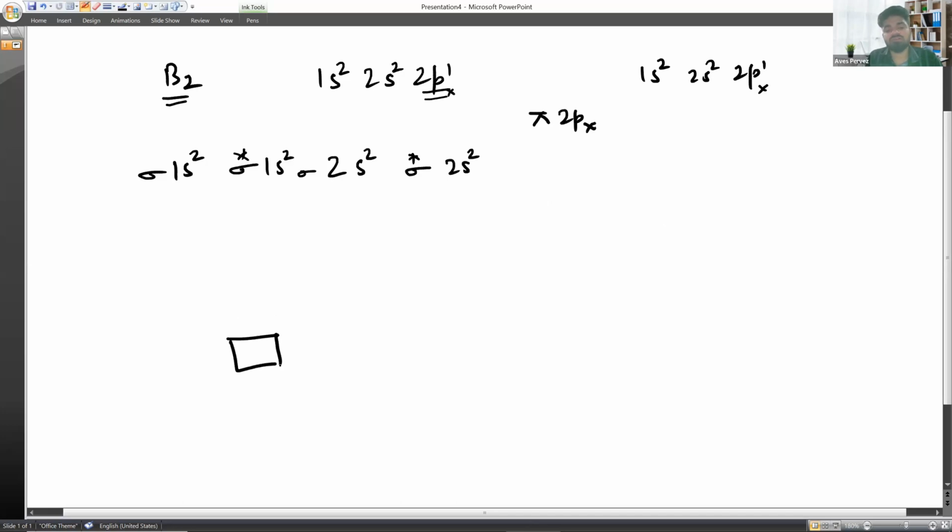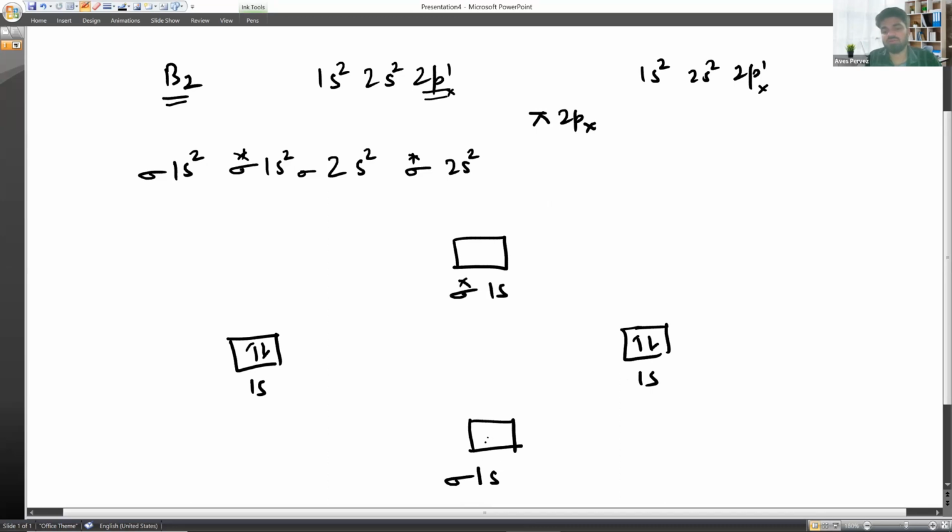If we have the 1s orbital here and this is 1s, this is 1s, they will make sigma. This is the molecular orbital, sigma 1s, and this is anti-bonding sigma 1s, and this is going to have two electrons because we need to fill 4. So this is the first one, and how will we fill the second one?